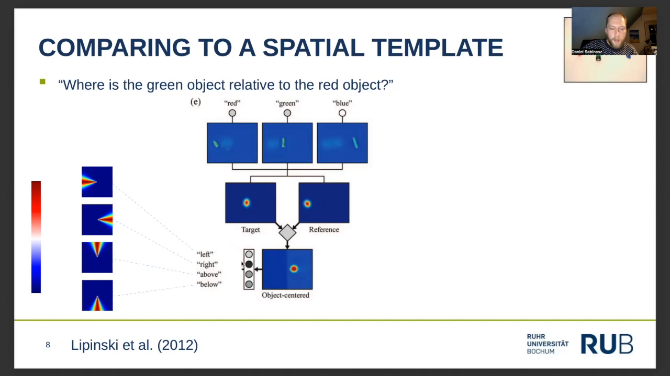And we can see in the activation of these 4 nodes that the right-of node, in fact, receives the largest amount of input and therefore has the highest activation. And that's simply because this relative location perfectly matches the right-of spatial template. For the other nodes, the input is rather low because it's neither to the left nor above nor below.